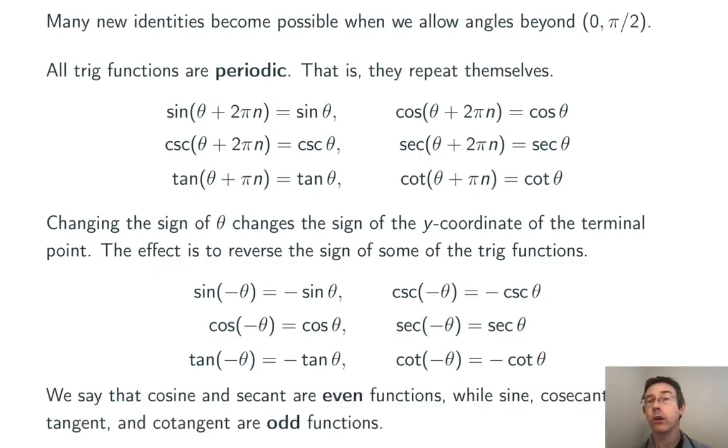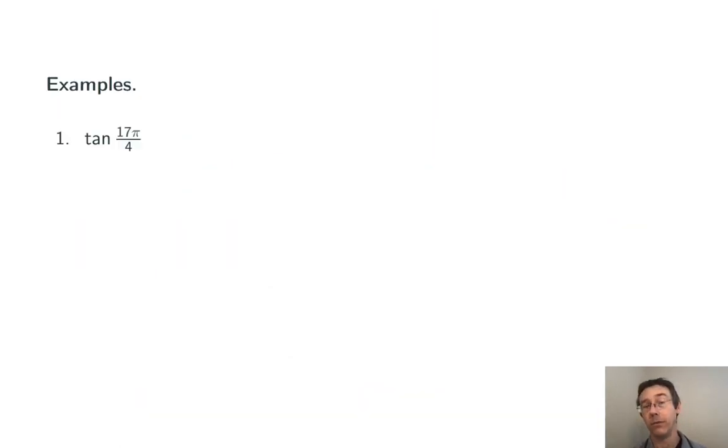In words, we say that cosine and secant are even functions because replacing theta with negative theta does not change the value of the function. The other 4 trig functions, sine, cosecant, tangent, and cotangent, are odd functions. When you replace theta with negative theta, you change the sign of the function. Let's conclude with a couple of examples.